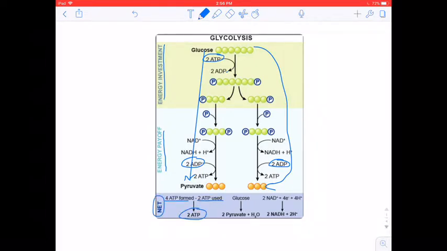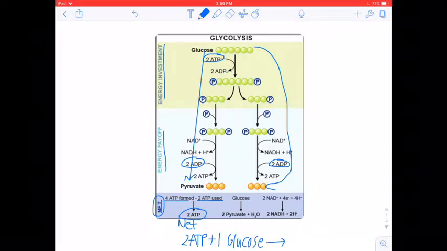Glycolysis can be represented by the equation two ATP plus 1 glucose yields 2 pyruvate plus 4 ATP. Glycolysis occurs without oxygen and produces pyruvate, which is the raw material for the Krebs cycle and fermentation.